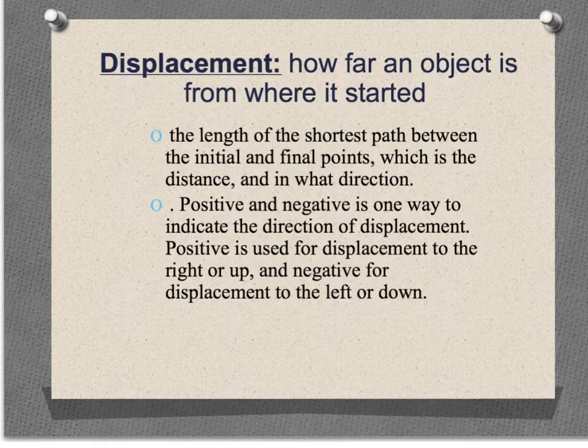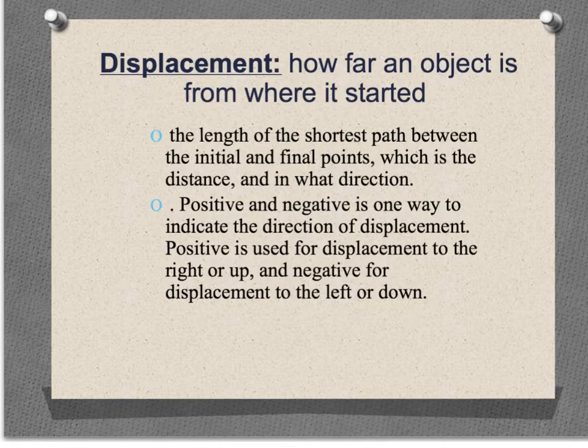Displacement can be positive and negative, and that's how we indicate the direction. Just like with position, up and to the right, or north and east, are positive, while down and left, or west and south, are negative. Our displacement can also be zero if we get back to where we started.